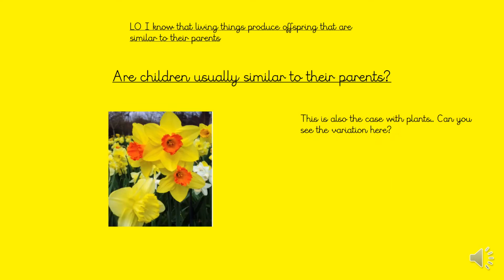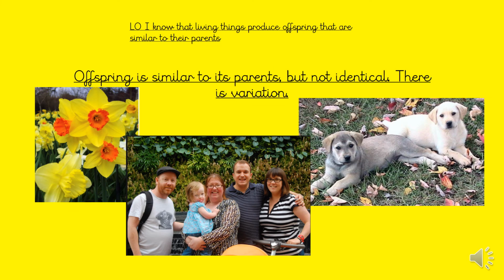We also get this with plants. Can you see the variation here? Have a look at these daffodils, not just the ones at the front of the picture, but all the daffodils you can see. Lots of different colours there. Can you see the similarities? Can you see the variations? So, offspring is similar to parents, but not identical. If it were identical, those puppies would look exactly the same, wouldn't they?